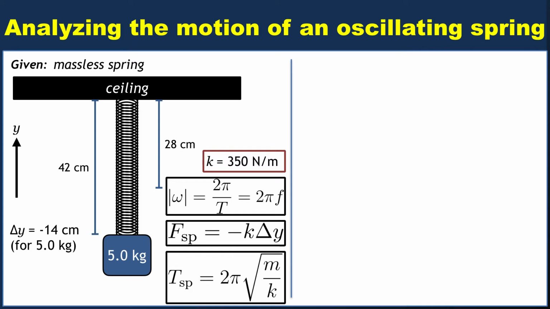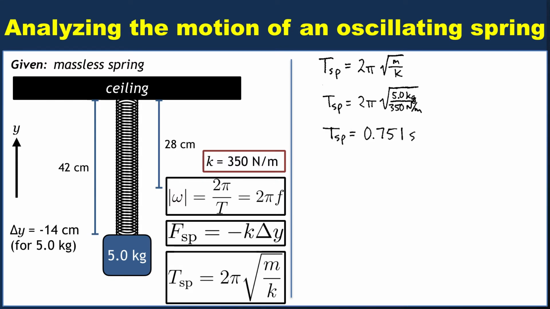Now we can use this to calculate the period of the spring when it is oscillating. So we just use the equation for the period of the spring. We know the mass and we know the spring constant that we just calculated, so we plug in those numerical values. We find that the spring's period, oscillating back and forth, is 0.751 seconds, or to 2 significant digits, 0.75 seconds. That means that the spring would go up and come all the way back down every 0.75 seconds.